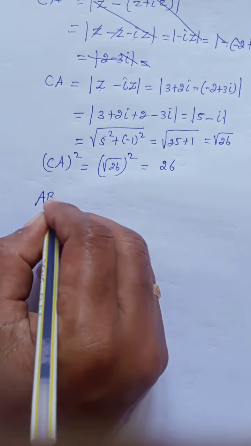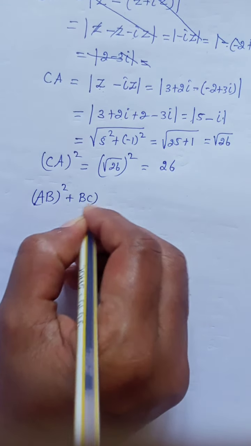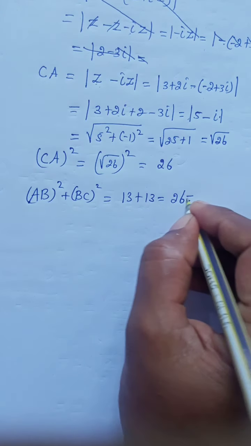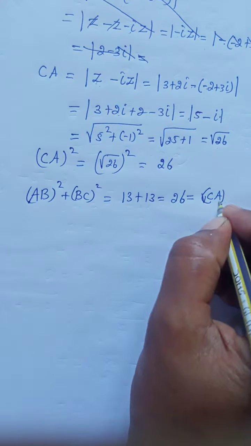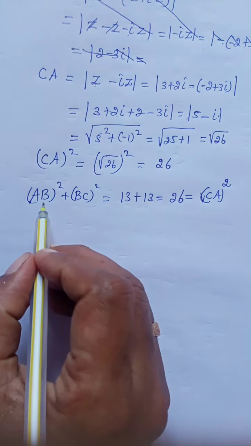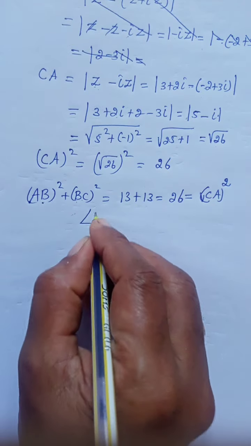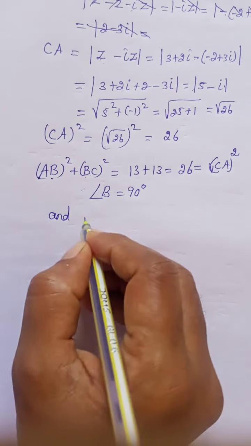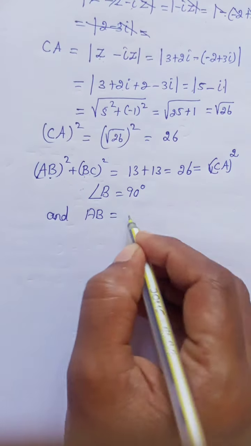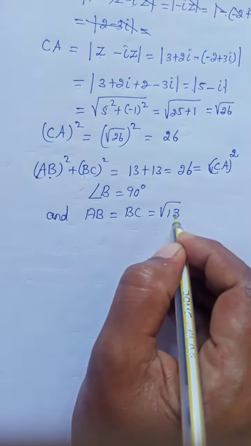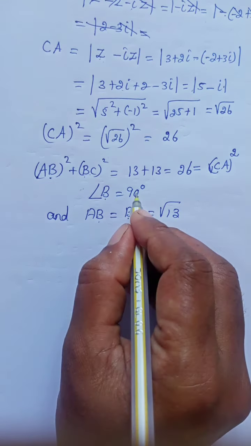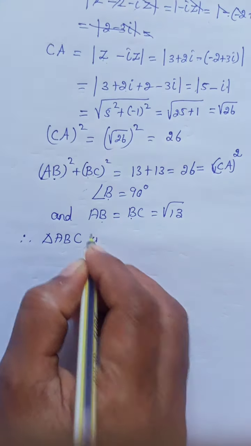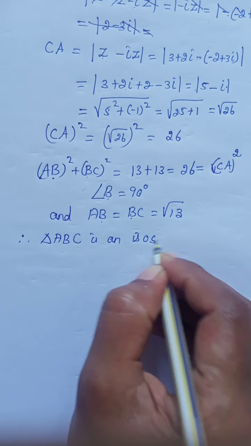See, AB the whole squared plus BC the whole squared is equal to 13 plus 13, which is equal to 26. That is CA the whole squared. So here B is common, isn't it? So it is understood angle B is equal to 90 degrees, and we got AB equal to BC, equal to root 13. So two sides are equal and one angle is equal to 90 degrees. Therefore, triangle ABC is an isosceles triangle.